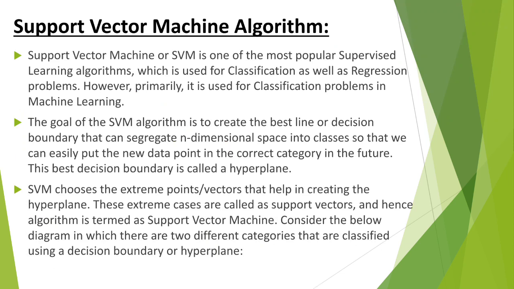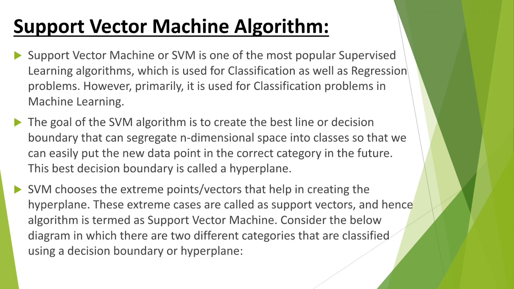Support vector machine algorithm. Support vector machine or SVM is one of the most popular supervised learning algorithms, which is used for classification as well as regression problems. However, primarily it is used for classification problems in machine learning. The goal of the SVM algorithm is to create the best line or decision boundary that can segregate n-dimensional space into classes so that we can easily put the new data point in the correct category in the future. This best decision boundary is called hyperplane.